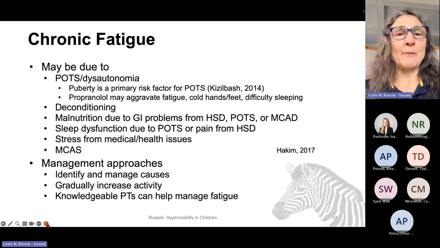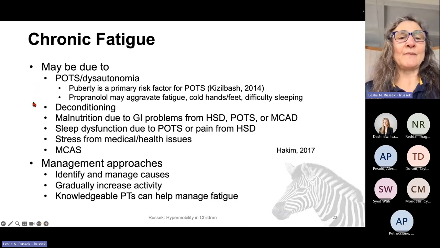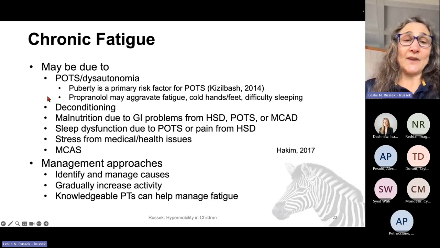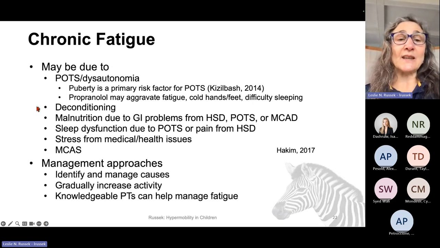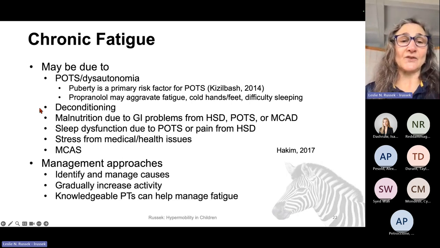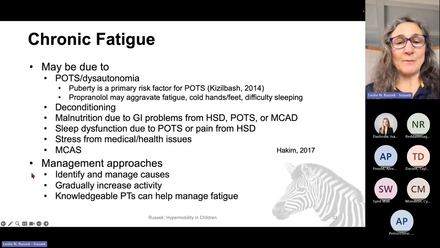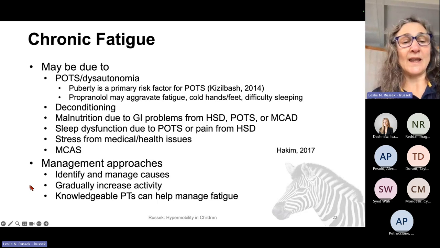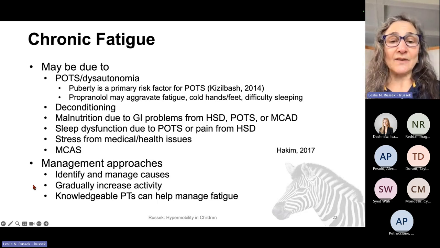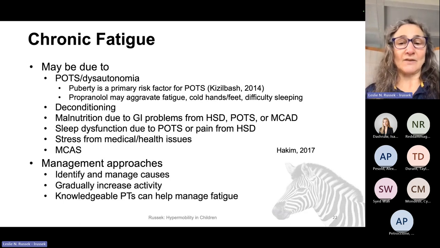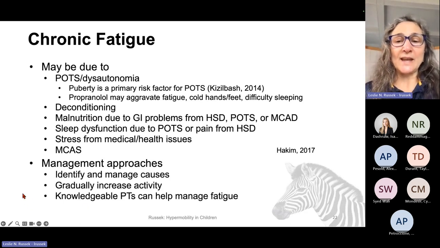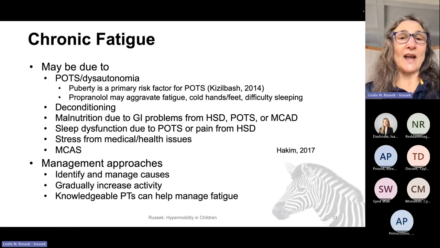Chronic fatigue is also very common in hypermobility. It can be due to the POTS. It can be due to, or aggravated by, the medications for POTS. Deconditioning, if they have musculoskeletal pain and they stop exercising. Malnutrition due to GI problems, sleep dysfunction, stress from medical issues, and the MCAS. For management of chronic fatigue, if we can identify and manage the causes, that's the best starting point. And then gradually increasing activity, whether it's exercise or daily activity. And PTs can help with this. So we can help manage fatigue when it's due to hypermobility and POTS and mast cell.